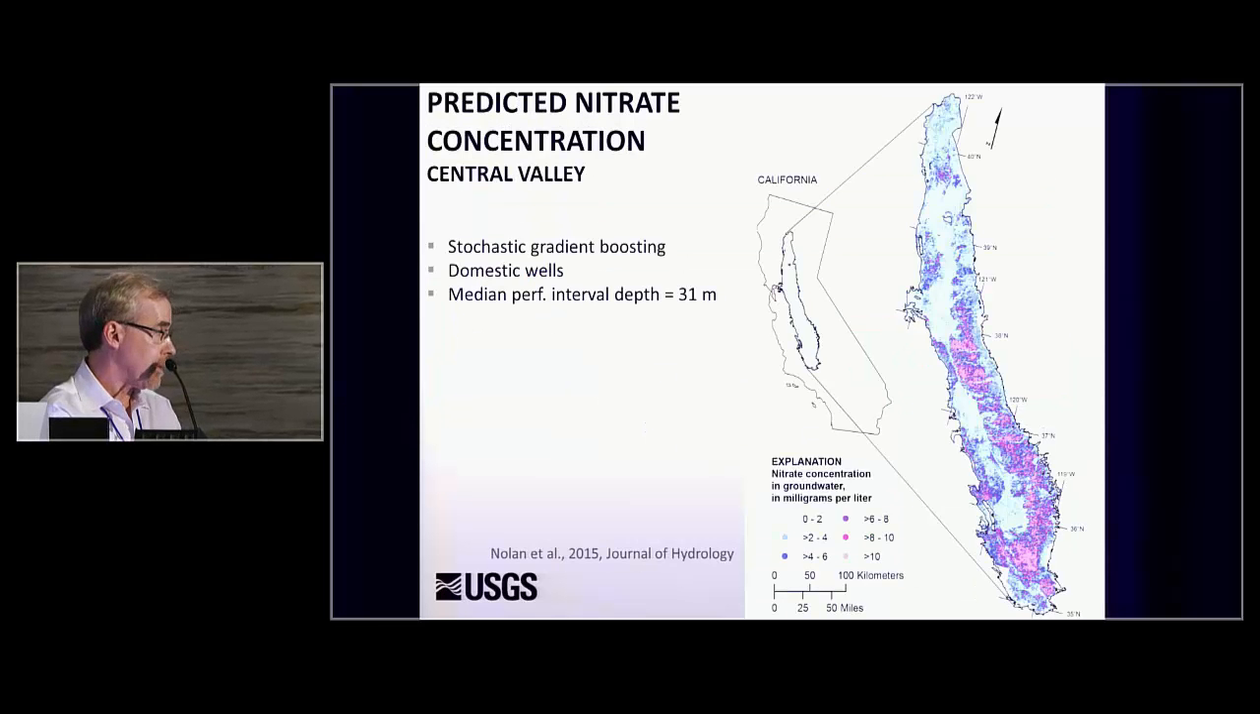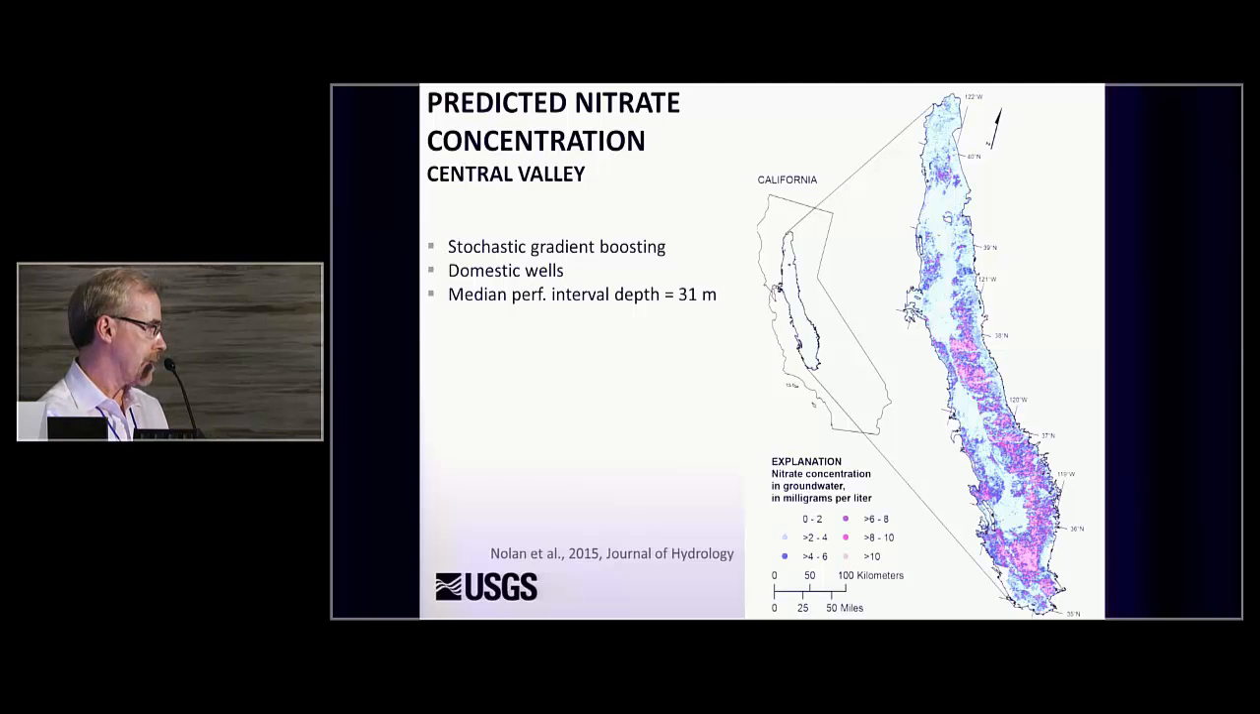We can use our models then for predictions. So we optimize the models for predictive performance, and now we're using them for prediction to extend our monitoring results to the unsampled areas. This is for the Central Valley, and obviously this is the boosted regression tree model. This map was made for domestic well depth, where the median of the perforated interval depth was 31 meters.